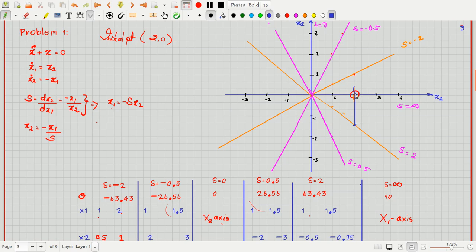Then I have to draw another line, leaving at S is equal to 2, which means I have to leave at an angle of 63.43 degrees. From here I have to take 63.43. So this is somewhere around 45, which should be somewhere here, this line. That means I have to project this line, and I should meet somewhere here.